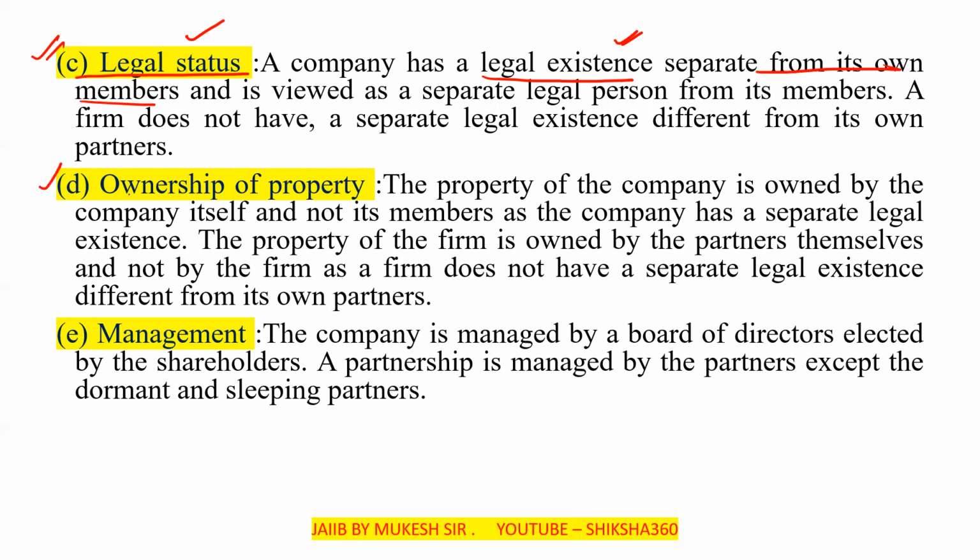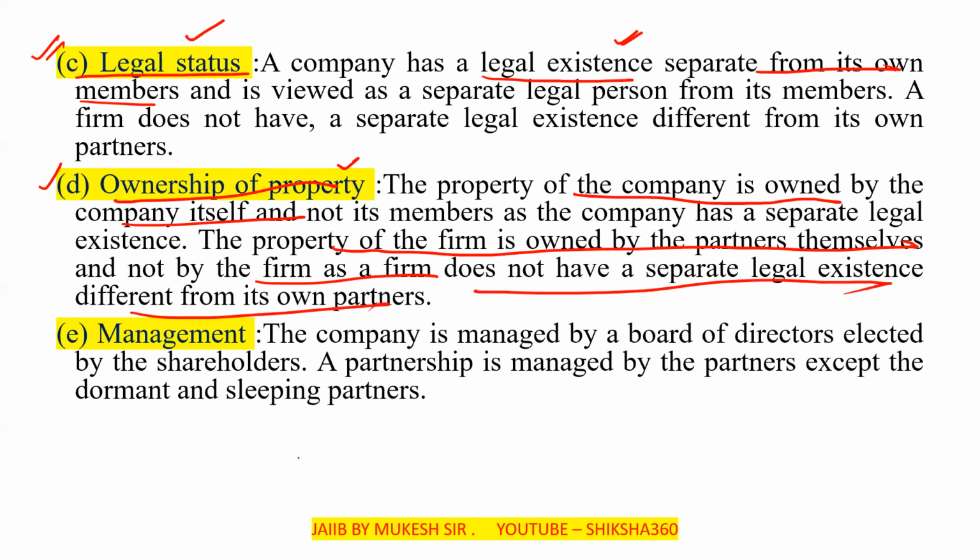Next one is the ownership of the property. The property of the company is owned by the company itself and not by its members, as the company has a separate legal existence. On the other side, the property of the firm is owned by the partners themselves and not by the firm, as a firm does not have any separate legal existence different from its partners.